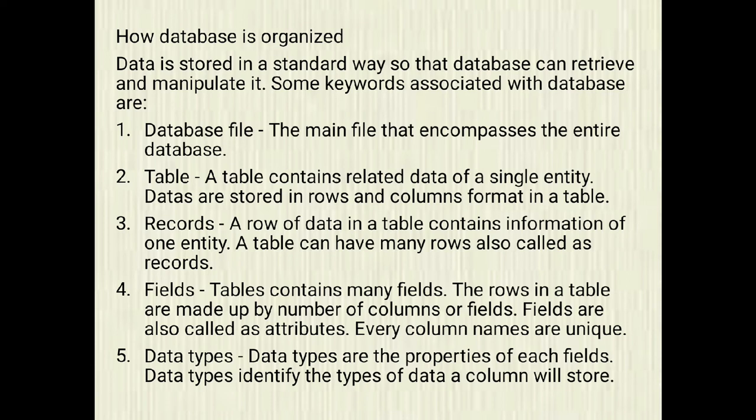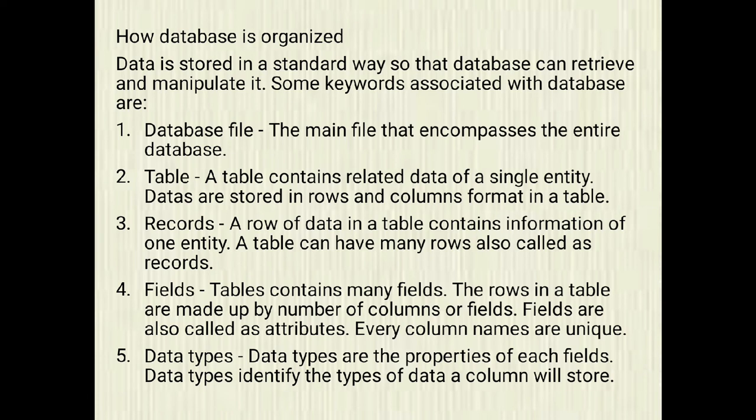Now records. A row of data in a table contains information of one entity. A table can have many rows, also called records. One row of data contains information about one particular student, say the student roll number and the student name. All the data of one particular student will be in one row, so a row is also called a record. If a table has 4 rows, that means there are 4 records for that table.